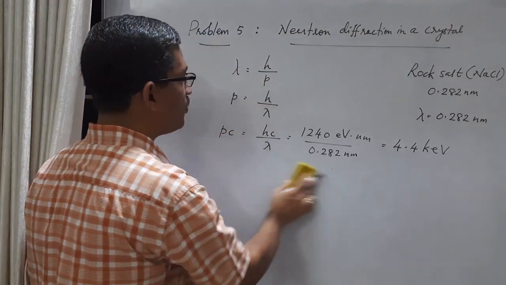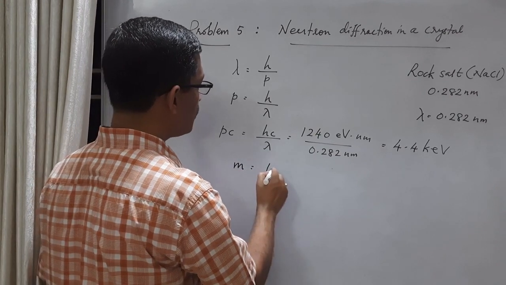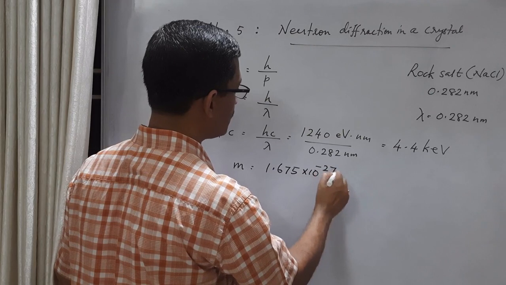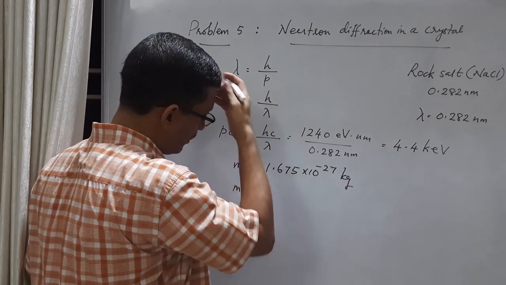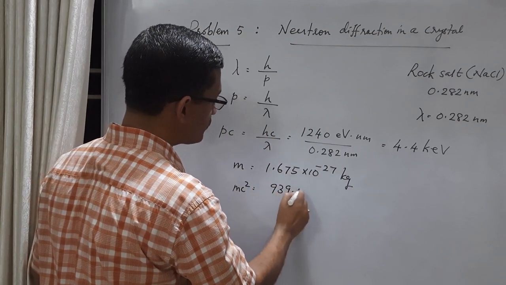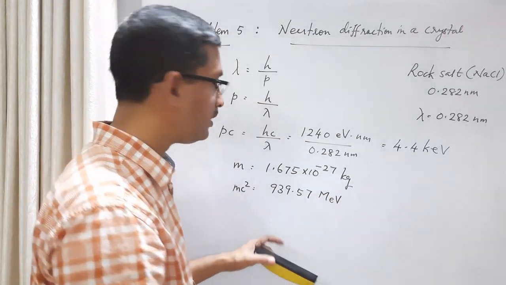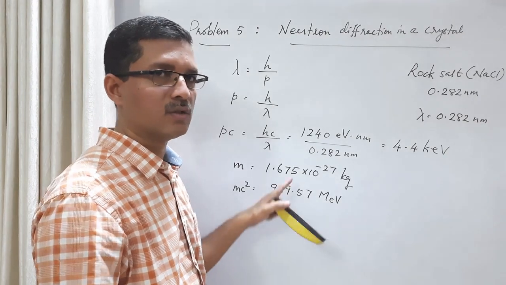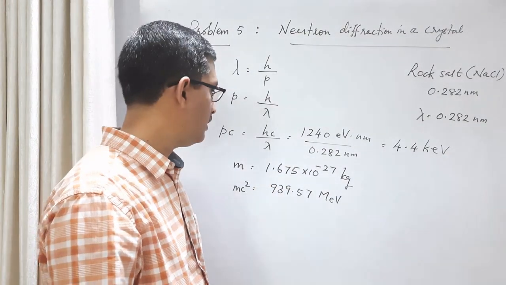So in this particular problem, our particle is a neutron. The mass of the neutron is 1.675 into 10 raised to minus 27 kilogram. So the rest energy is 939.57 MeV. This we can check. Multiply this with c square and divide by the electronic charge to convert it into electron volt. We get 939.57 MeV.